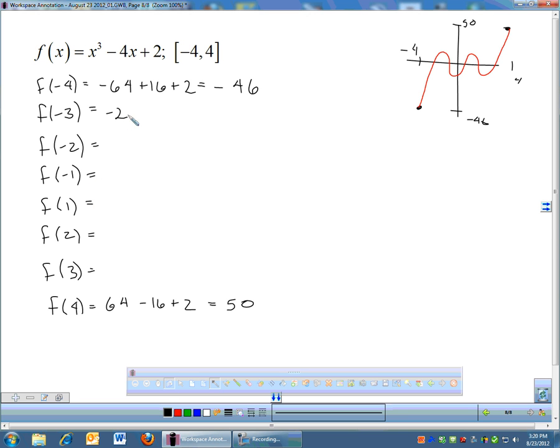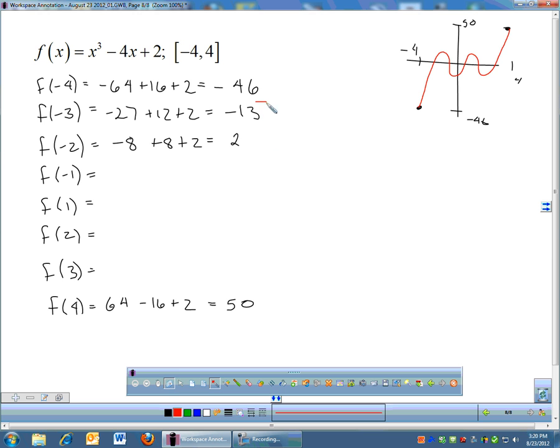Negative 3 cubed is negative 27, plus 4 times 3 is 12, plus 2. Negative 27 plus 12 plus 2 would be negative 13. I didn't change signs, so no root there. 2 cubed is 8, so that'd be negative 8, minus 4 times negative 2 is plus 8, plus 2. That's positive 2. I changed signs. There's a root. I have to have an x-intercept because my y's went from a negative to a positive.